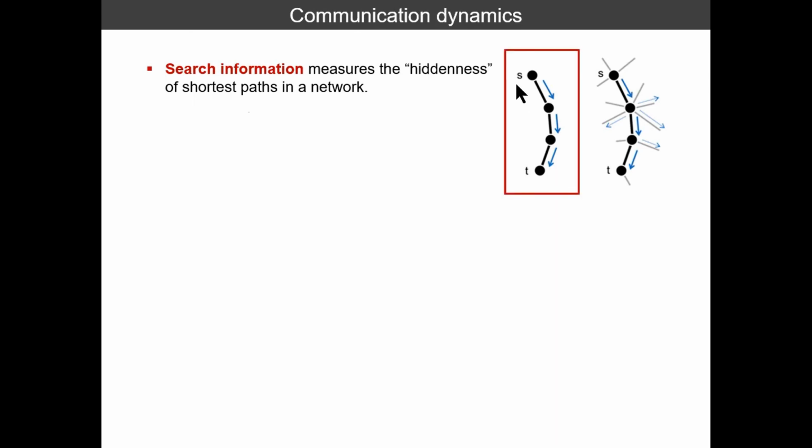And we've done a lot of work in this space, and I'll give you one good example. We developed a metric called search information, which tells us how hidden a path is in the network. I'll give you an example, and I'll try to make it relevant to conferences, right?